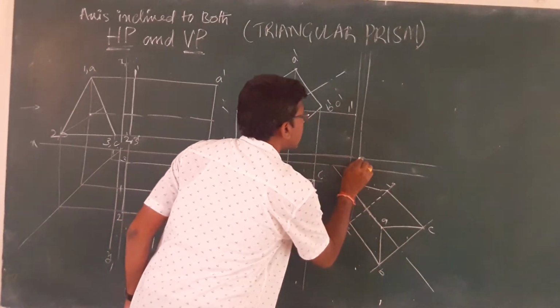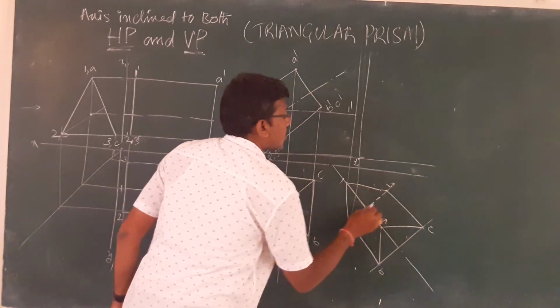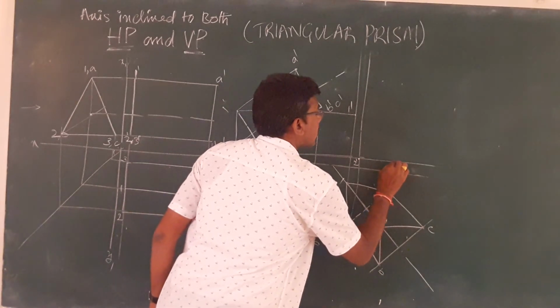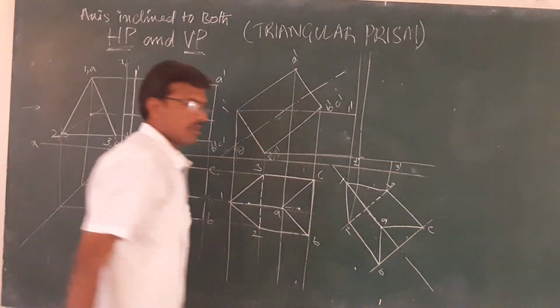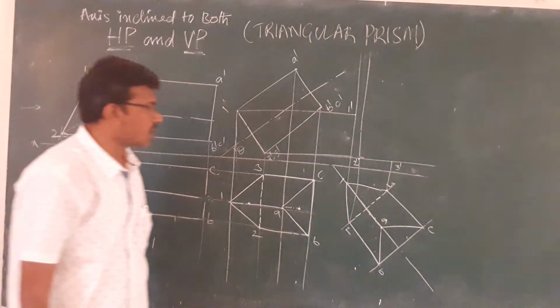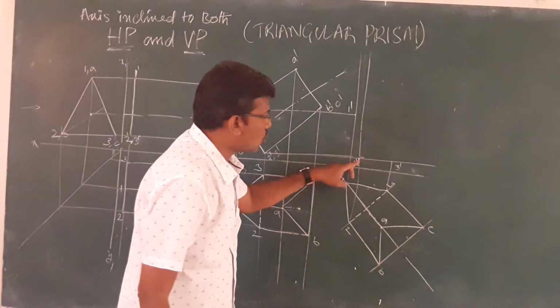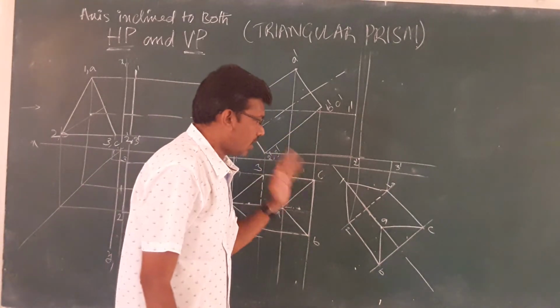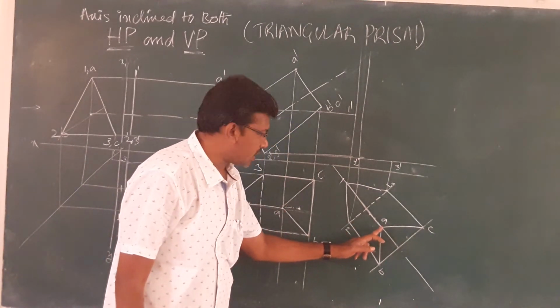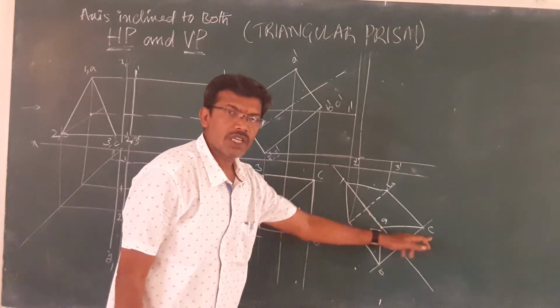Okay, this is point 2 dash, and I will project the third point. So this is 3 dash. Okay, then next 1, 2, 3 is 4. Next, I want to shift this A, B, and C projectors.